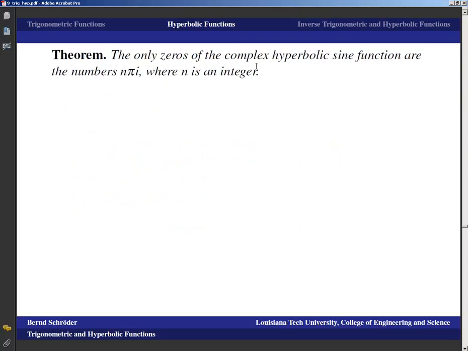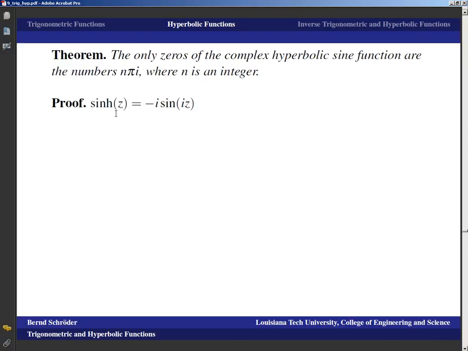Okay, what else do we have? The only zeros then, yeah, sure, we can translate things that we know for the regular trig functions to the hyperbolic functions. So, for example, the only zeros of the complex hyperbolic sine function are the numbers n pi i, where n is an integer.